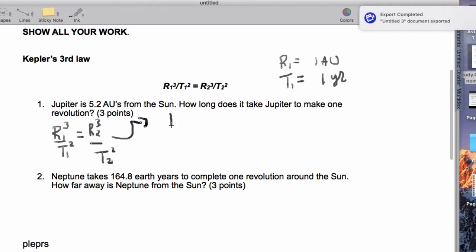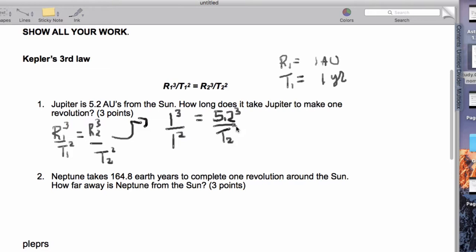So I've got 1 for Earth cubed, that's 1 AU cubed, over 1 year squared equals 5.2 AU cubed for Jupiter over its year squared. This is just 1, so I can simplify this and just say 1 equals 5.2 cubed over T2 squared. That's for Jupiter. I'm going to multiply both sides by T2 squared. So that's going to be T2 squared equals 5.2 cubed. And then I'm just going to multiply this out. So 5.2 cubed is 141. I'm just rounding here.